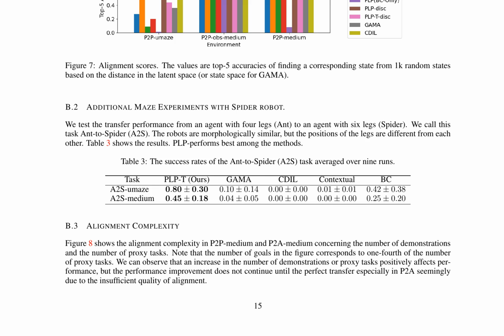Figure 7 shows alignment scores using top 5 accuracy, demonstrating a similar tendency to the top 1 accuracy results. Table 3 presents the success rates of the ant-to-spider task, where PLP performs best. Figure 8 illustrates the alignment complexity, highlighting the positive effect of increasing demonstrations and proxy tasks on performance.